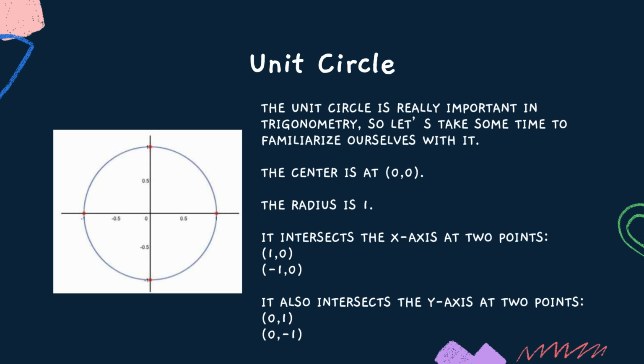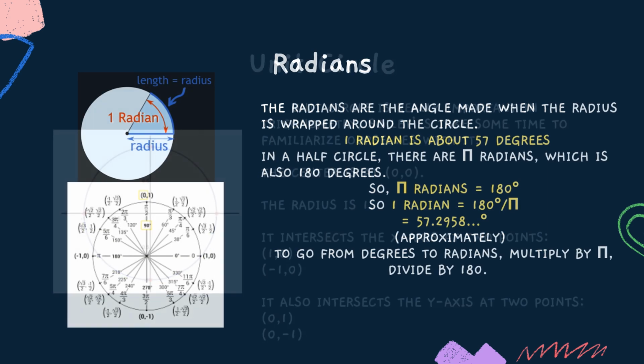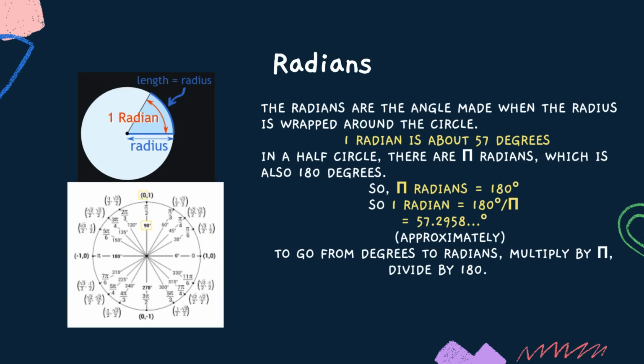It also intersects the y-axis at 2 points: (0, 1) and (0, -1). The radian is the angle made when the radius is wrapped around the circle. 1 radian is about 57 degrees. In a half circle, there are pi radians, which is also 180 degrees. So, pi radians equals 180 degrees. So 1 radian equals 180 degrees divided by pi, which is approximately 57.2958 degrees. To go from degrees to radians, multiply by pi and divide by 180.